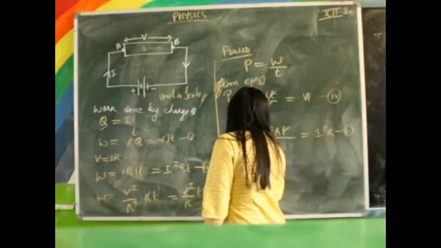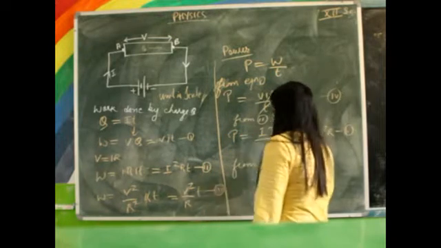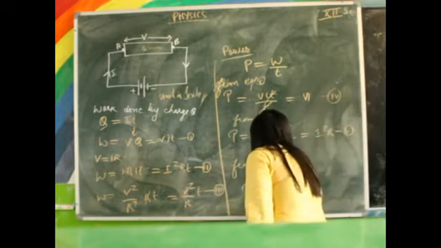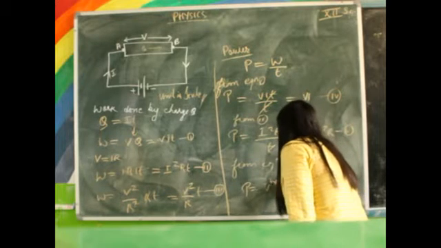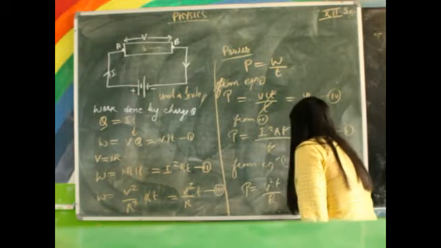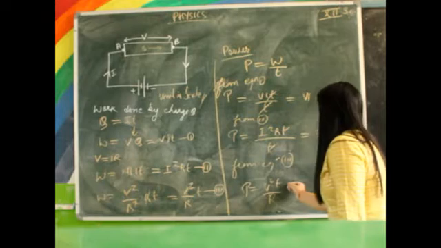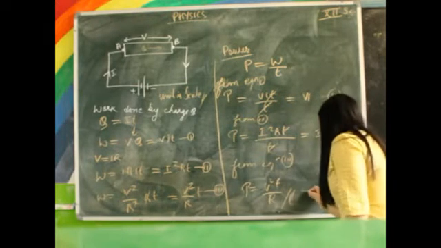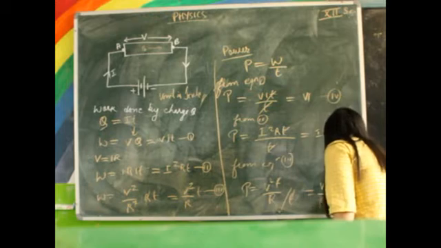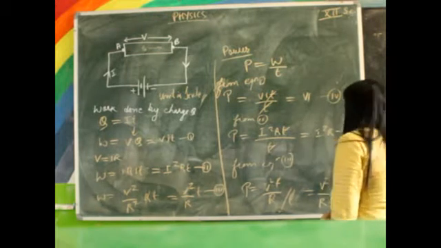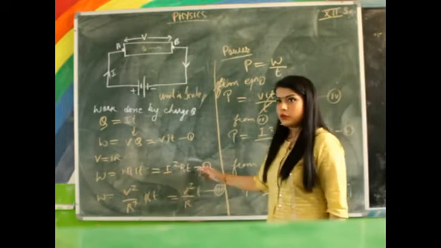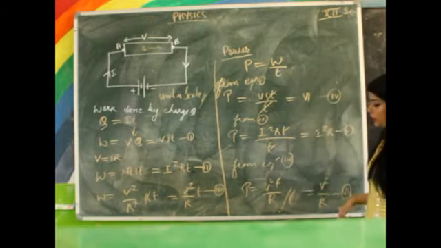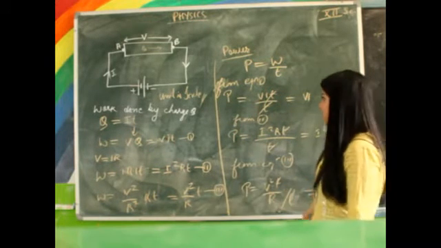Now from equation 3, power is equal to work done, which is V square T by R, divided by T. So T gets cancelled, which is V square by R, equation number 6. So from the 3 equations of work done, we have found out the 3 equations of power. Using these 3 equations, you can find the value of power if you know the work done and time.